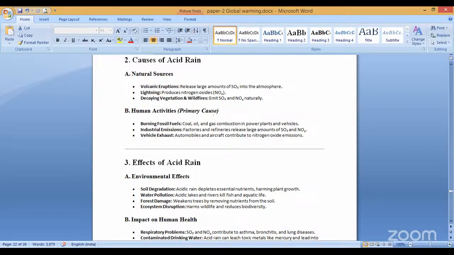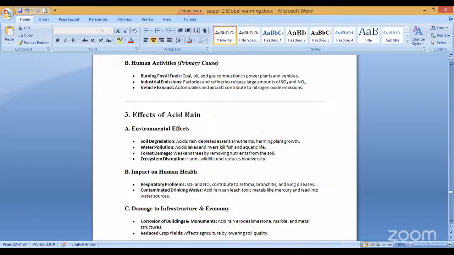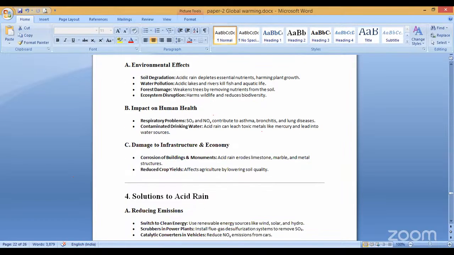Forest damage weakens the trees by removing the nutrients from the soil. Ecosystem disruptions harm wildlife and reduce the biodiversity. Impact on human health: respiratory problems. Sulfur and nitrogen contribute to asthma, bronchitis, and lung diseases.